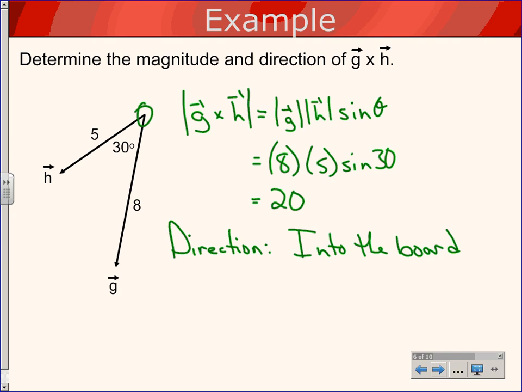Okay. This is all geometric, mind you. Right? We did all of this based on seeing the vectors and being told particular magnitudes and being told particular angles. That's all geometric. It's not Cartesian yet.